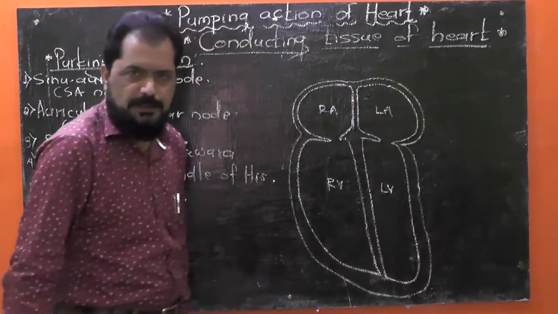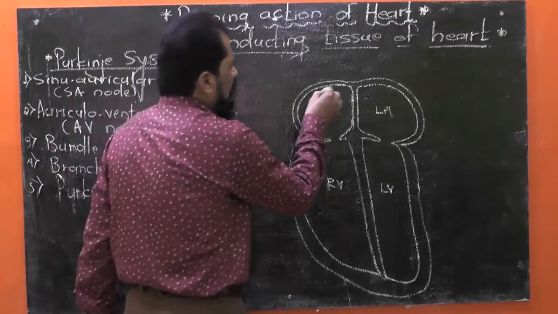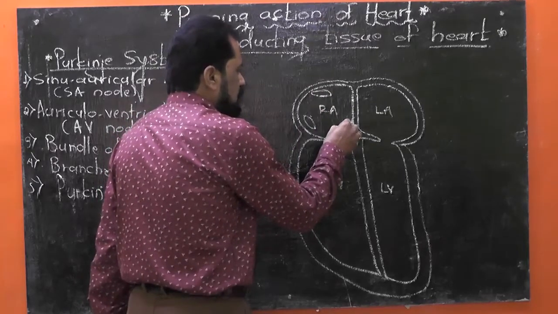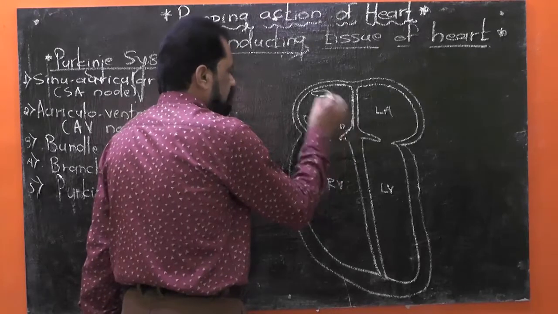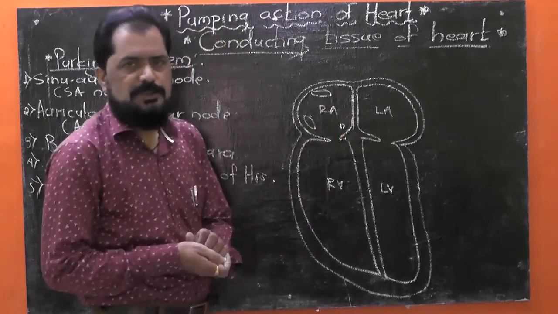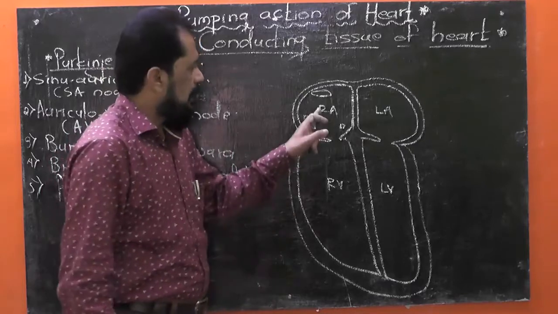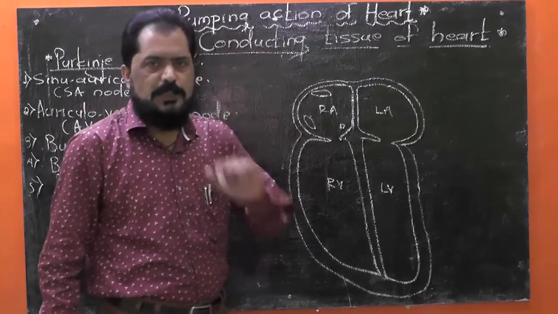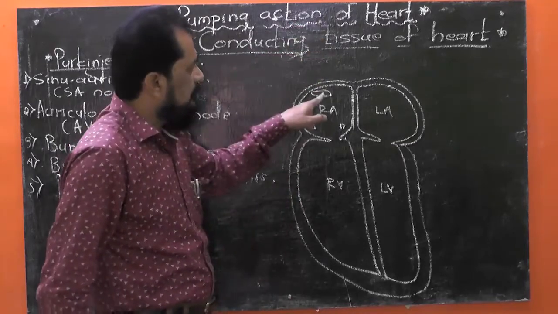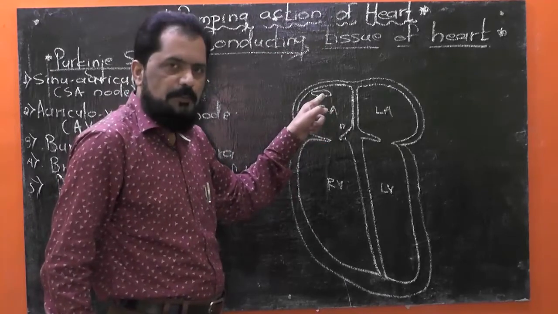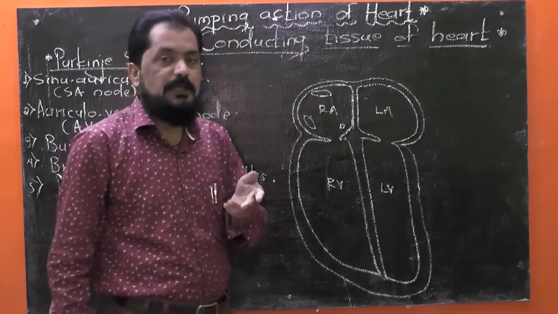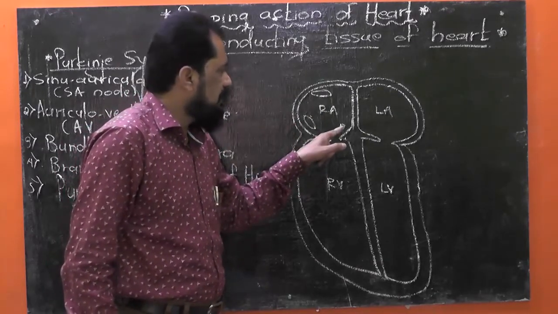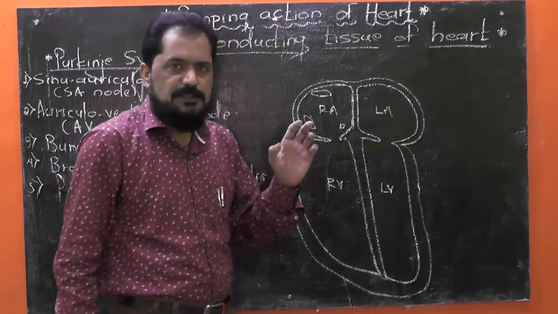For our proper understanding, I am going to show the opening of superior vena cava, inferior vena cava, and also here is a small opening of coronary sinus. The right auricle receives deoxygenated blood, impure blood, via two large blood vessels, superior vena cava or precaval. Here is the opening of superior vena cava. Then inferior vena cava or postcaval. Here is the opening of inferior vena cava, and here is a small opening of coronary sinus.